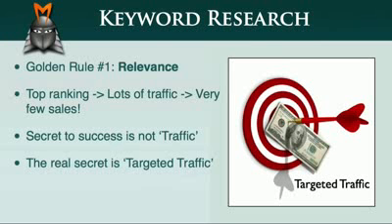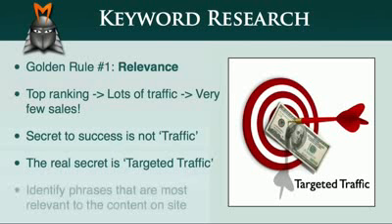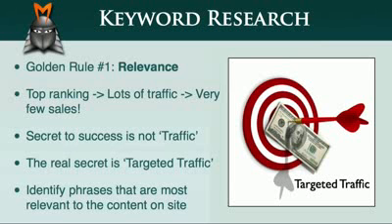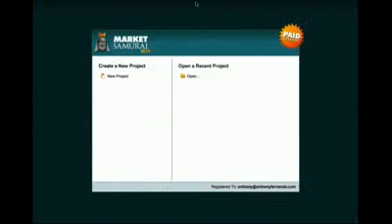So, according to the first golden rule of keyword research, you should always start by identifying the keywords that are most relevant to the content on your website. Let's take a moment now to see how this works in the real world using Market Samurai. In this example, I'd like to show you how to generate a list of keywords relating to a niche and how to refine your list to make it as relevant as possible to the content on your website.